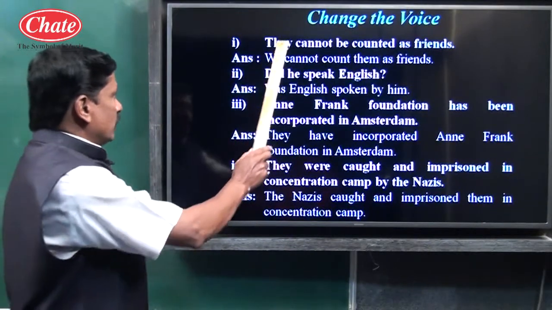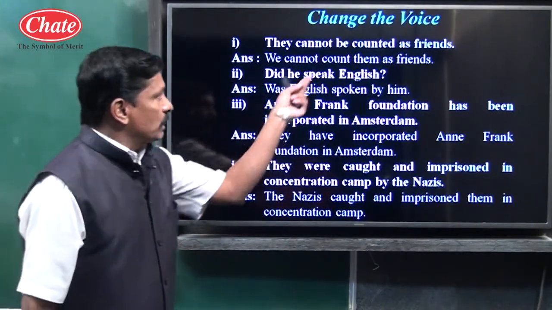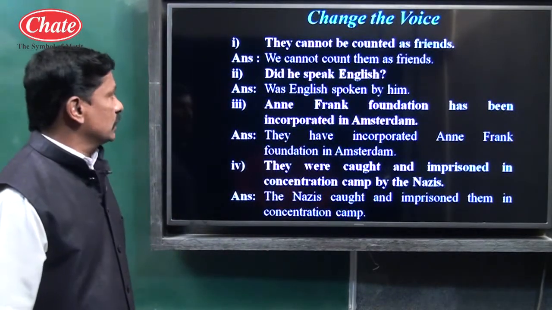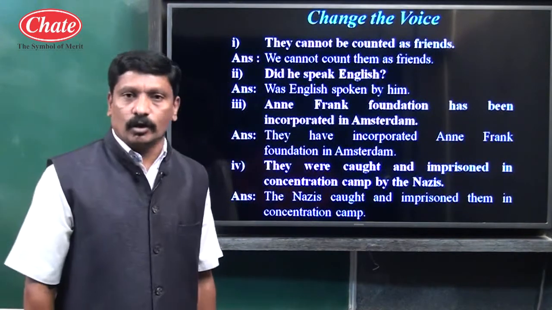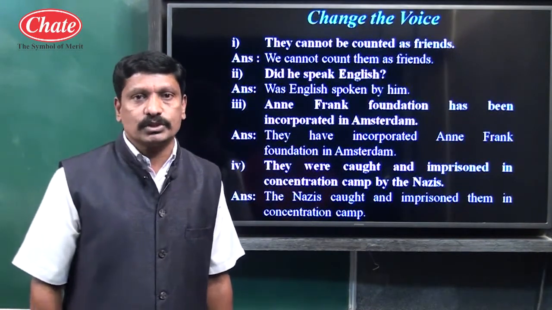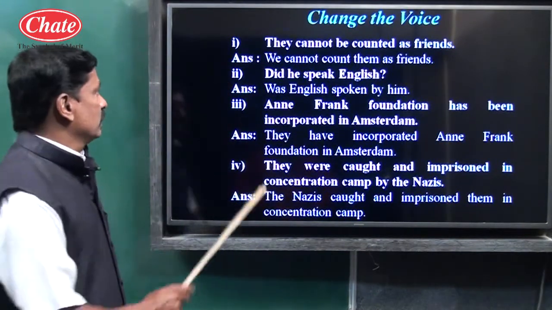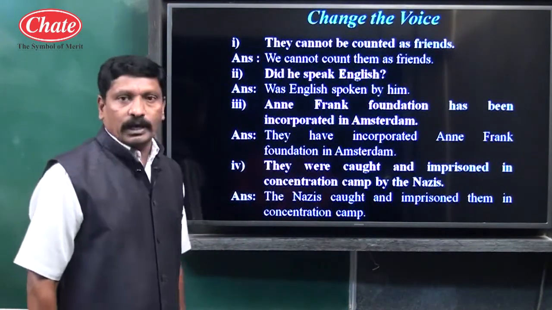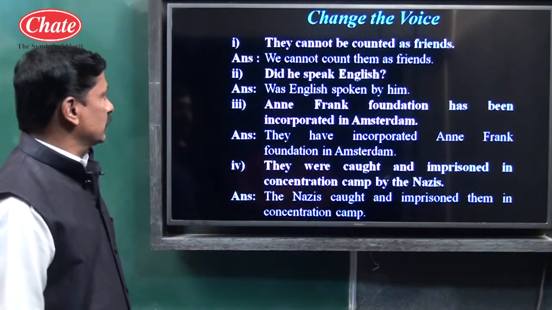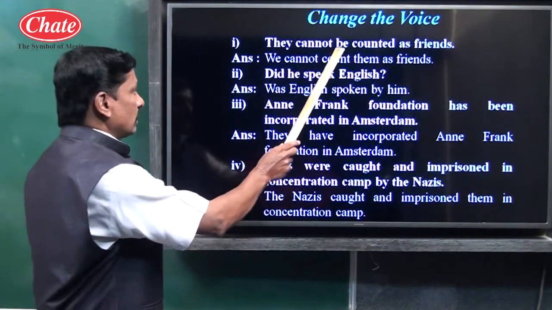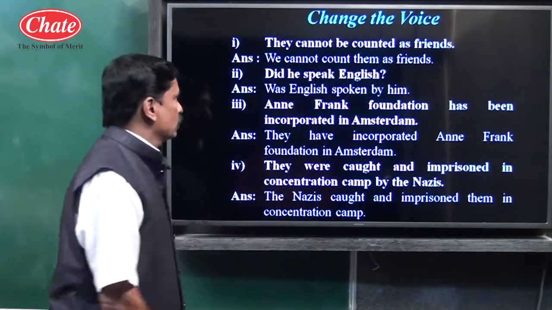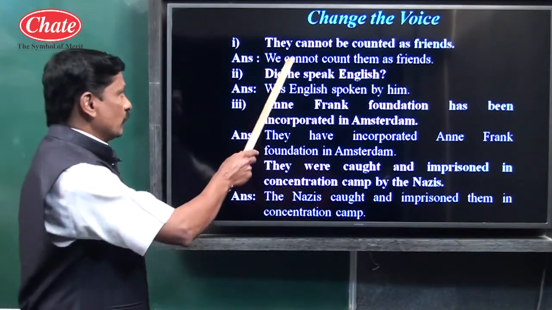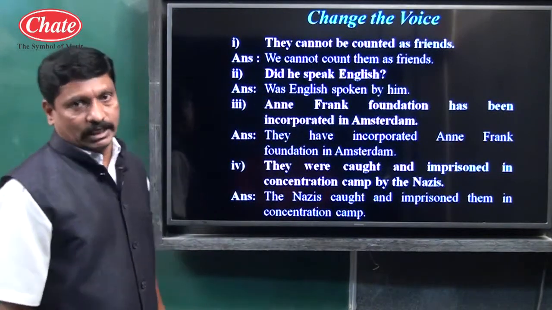See children, in this example, by plus subject has not been given. At that time we have to take into consideration the action of the given sentence and use our own subject. Here we can use we: we cannot count them as friends. I will read once again, children: we cannot count them as friends. So children, the given example is in passive voice and the converted example is in active voice.